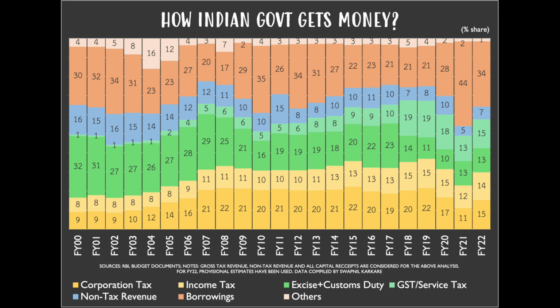Coming to borrowings, which is represented in brownish orangish shade, prior to the 2008 financial crisis, its share was declining. But after that, it has increased and remained above 30% for a few years. Then, between FY14 and FY19, its share reduced again. But due to COVID, there was a need to borrow more money because, as you can see, the tax revenue has sharply decreased. Therefore, the share of borrowings has also gone up sharply post COVID.